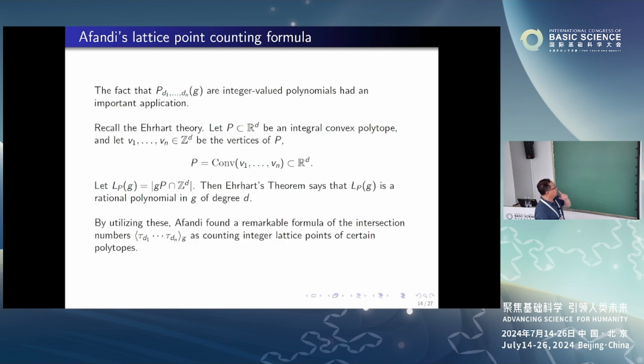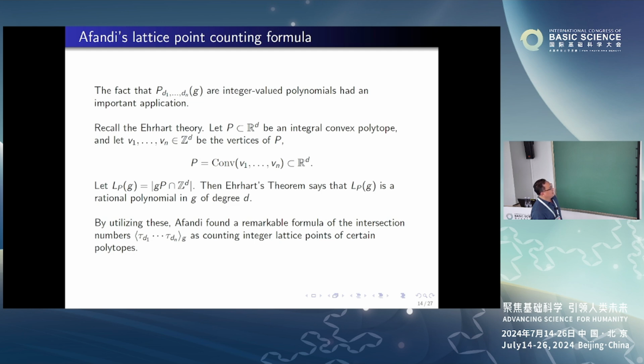Okay. And so Fandi, I think in a couple of years, he identified this polynomial, because any integer valued polynomial can be identified as some counting of lattices. So let's follow from Ehrhart theory.